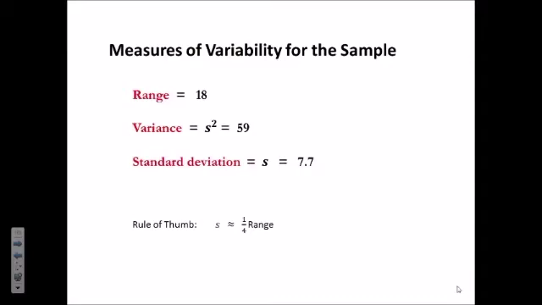In summary, the range was 18. The variance for this sample was 59, and the standard deviation is approximately 7.7. Now there is a rule of thumb that approximately works, and it says the standard deviation, which in this case is 7.7, should be approximately a quarter of the range, which was 18.